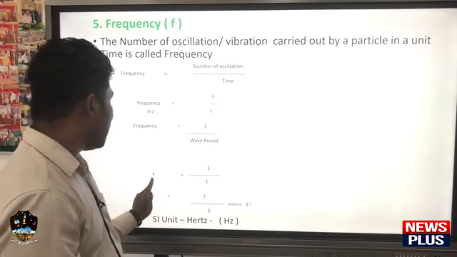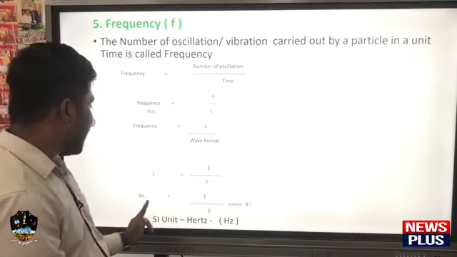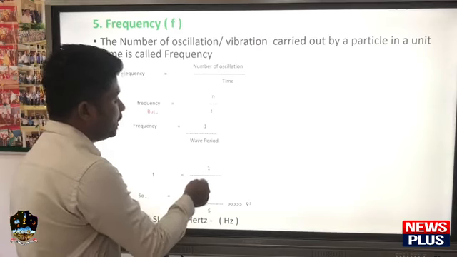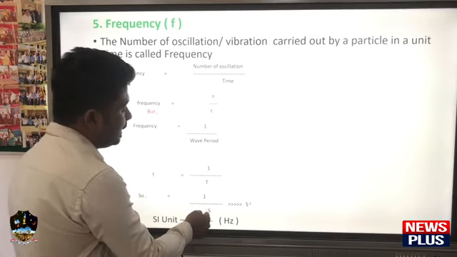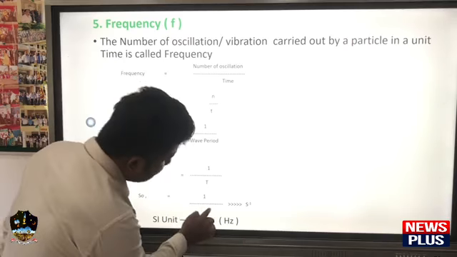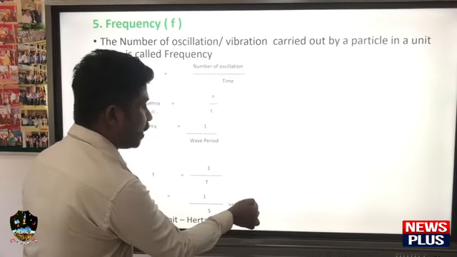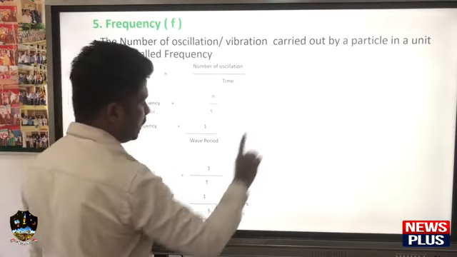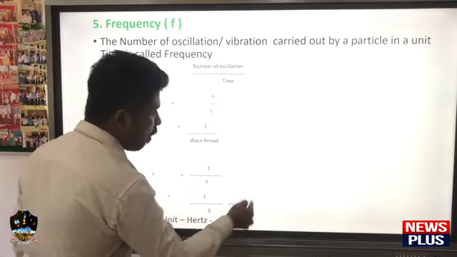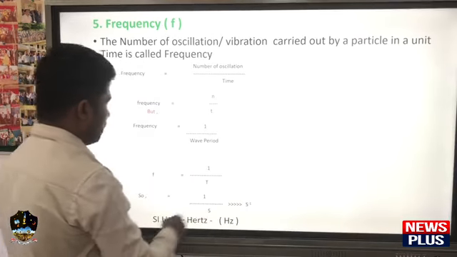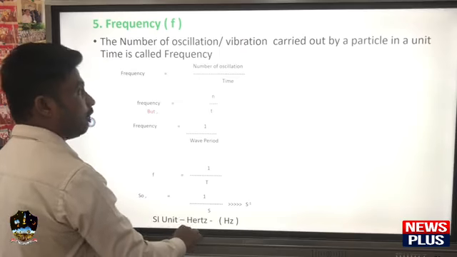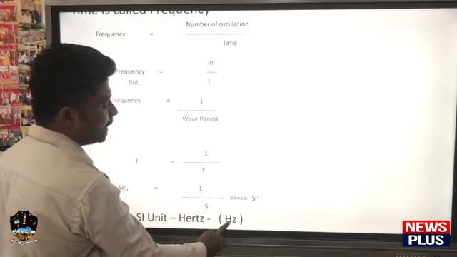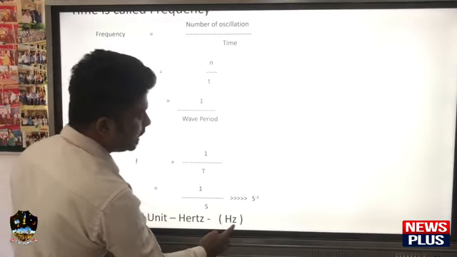And if you look at this, f is equal to 1 over T, and what is the unit of T? T means time period, that is second, and this second, if it goes upwards, becomes second to the power minus 1, and 1 second to the power minus 1 is equal to 1 hertz. The standard normal unit of frequency is second to the power minus 1, but the SI unit of frequency is hertz, and that symbol is capital H and small z.